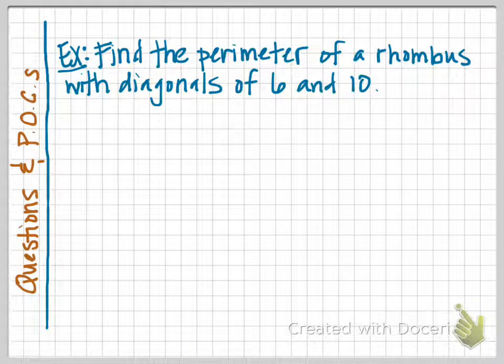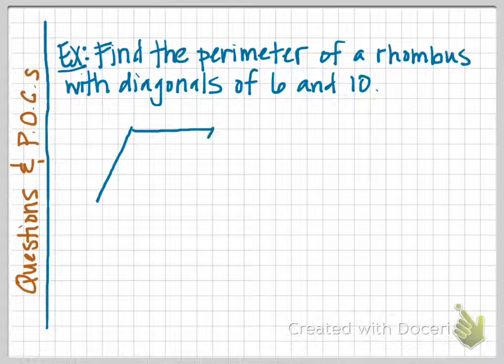Okay, so let's try a couple examples. The first one says find the perimeter of a rhombus with diagonals of 6 and 10. This is all we know. So we have to think back to rhombus. A rhombus is a quadrilateral where all of its sides are congruent. We also know that the diagonals bisect each other and they are not congruent. So it might look something like this.